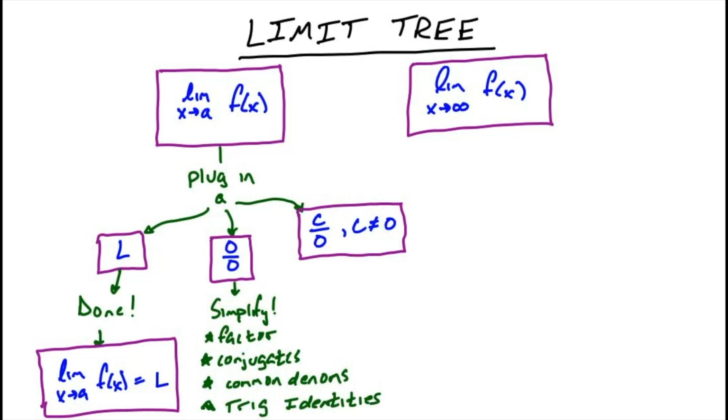But once you simplify your expression, your goal is still to plug in a and hopefully get an actual real number out. So once you simplify, you just go back to the start and you plug in a again and see what happens. Now, you might get any of the three options again, but hopefully you end up getting a real number L, and that'll be your limit.